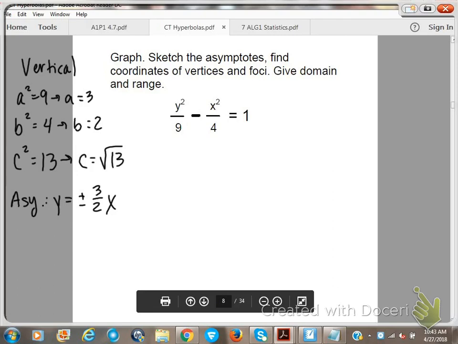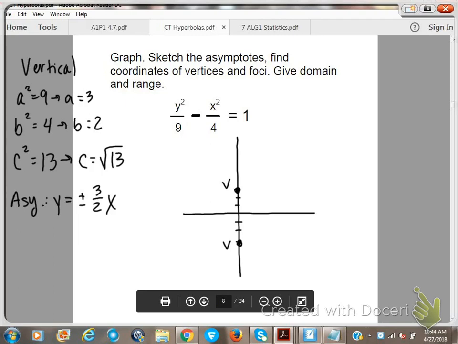All right. Let's start graphing this thing. Lexi, where am I going to draw my vertices? On the x-axis or on the y-axis? Good. I've got 3 and -3 as my vertices. Okay.